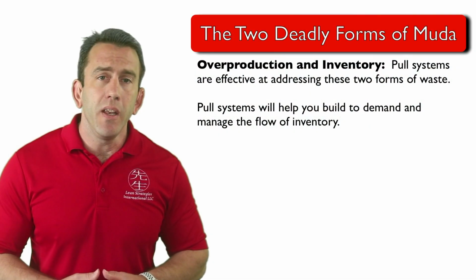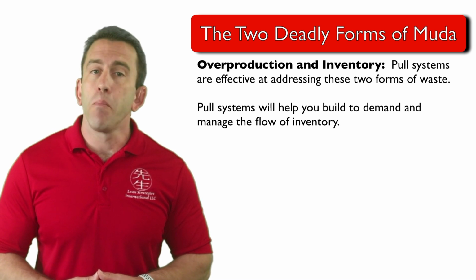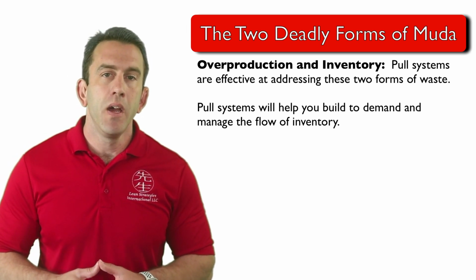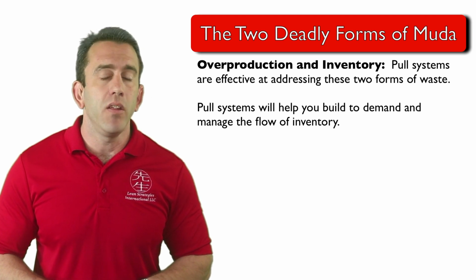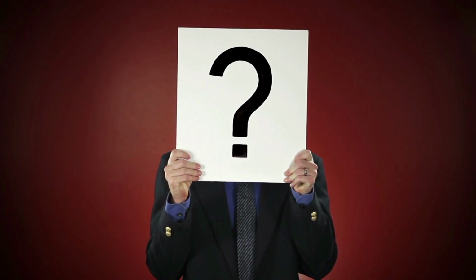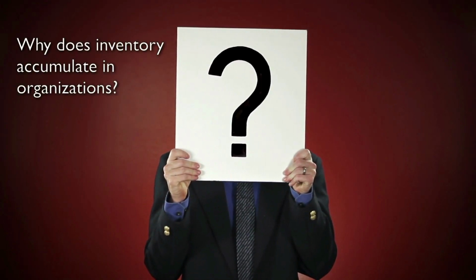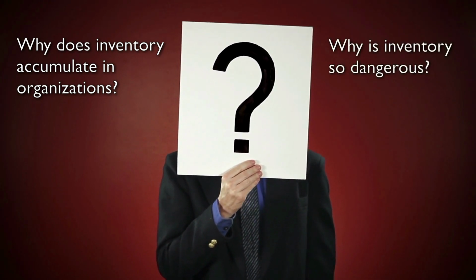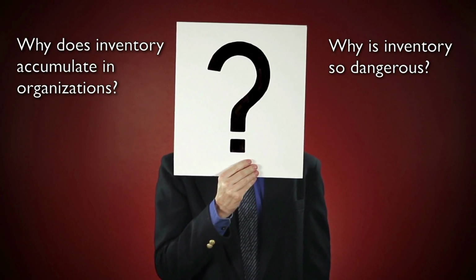With this in mind, we need to answer a few very important questions to understand how a pull system effectively deals with these two costly forms of waste. Those two questions are, number one, why does inventory accumulate in organizations? And number two, why is inventory so dangerous?